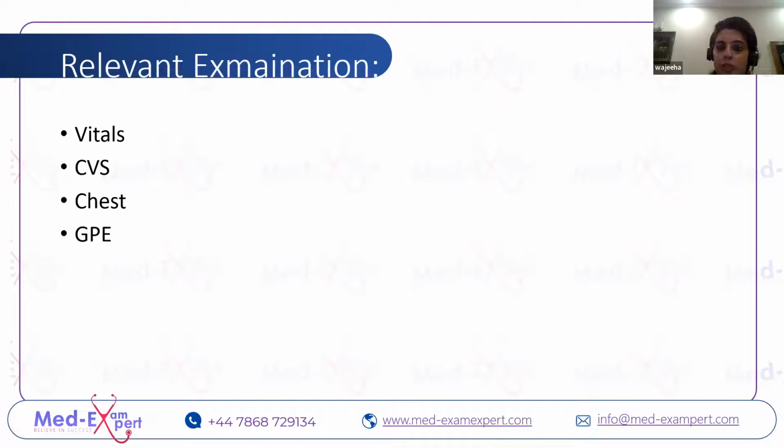It should be on your fingertips. Okay, this, and that's it. You'll get more time to involve the patient. You'll get more time to address the concerns of the patient, right? So what are the relevant examinations that we need to do? What do the doctors do here?